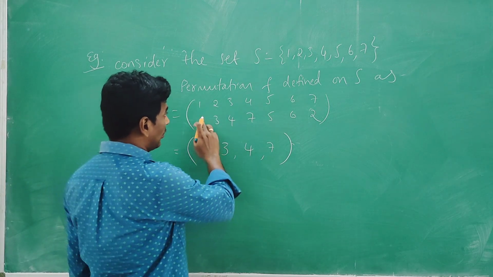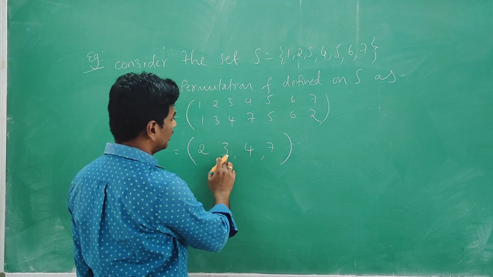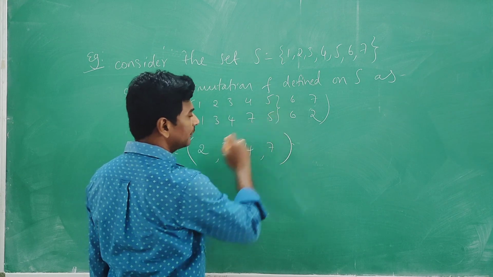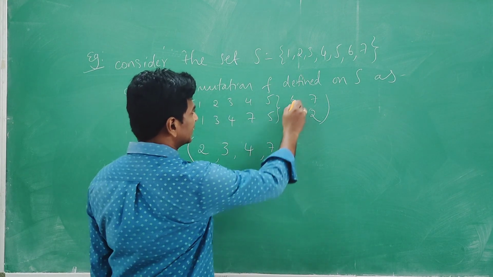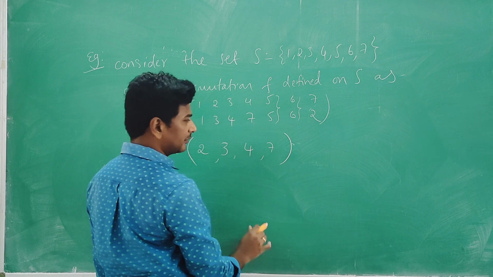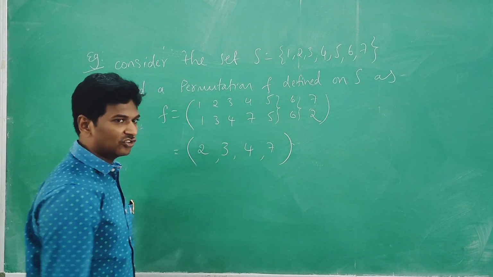1 has 1 as image, and 5 has the same image, so no need to write. 6 has the same image, no need to write. This is the cyclic permutation.